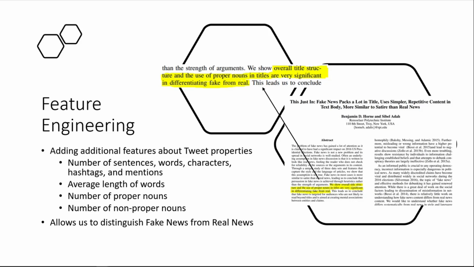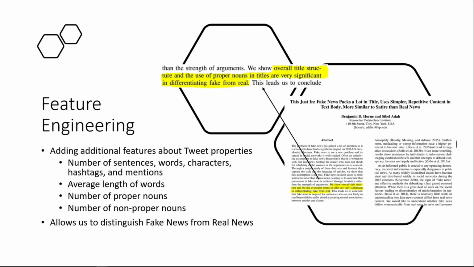Specifically, we chose to include the number of sentences, the number of words, the number of characters, number of hashtags, and number of mentions as additional features in our machine learning models. We also included the average length of words.